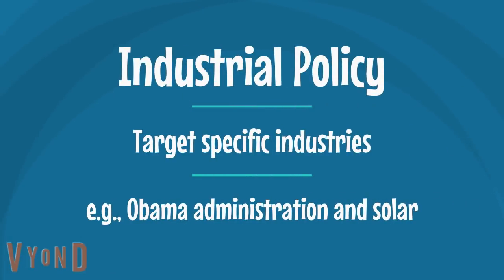The third kind of policy is industrial policy. That's when we target specific industries. The Obama administration, as part of their stimulus package, targeted green energy and solar. The United States, generally speaking, is horrible at this. Japan's really good at it. Korea's really good at it. China's really good at it. Traditionally, the U.S., not so much.